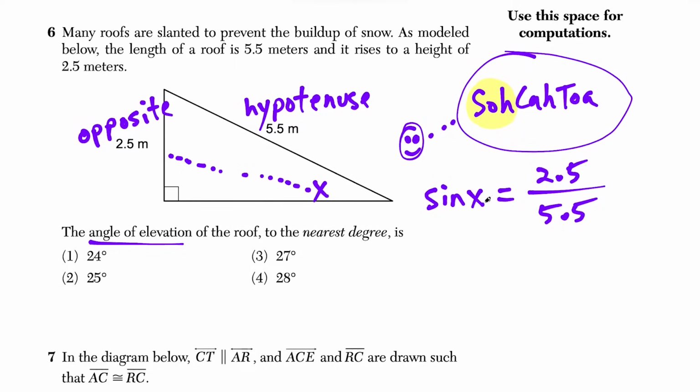So here, what we're going to do is the opposite of sine, which is sine inverse. We're going to say x is equal to sine inverse of the ratio 2.5 over 5.5. It's very important to know that when you have sine, cosine, and tangent, you feed them an angle and they give you a ratio. But the inverse trig functions, you feed them a ratio and they bring you back to the angle.